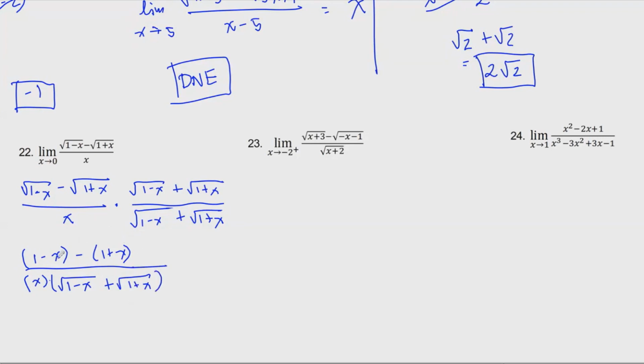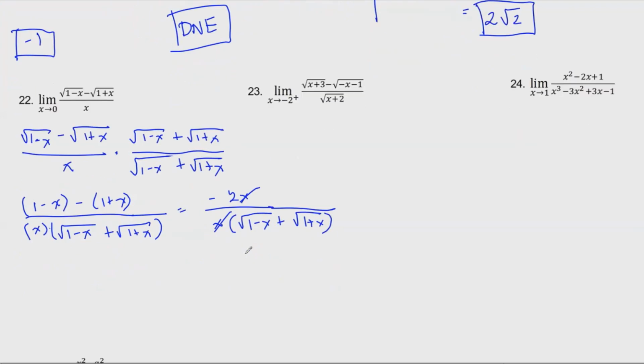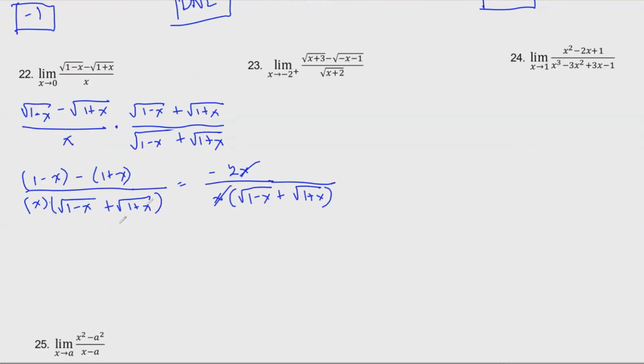Okay, so in this case, 1 minus 1 would be 0, and the negative x minus x would be equal to negative 2x. That is equal to x, and then multiplied again with square root of 1 minus x plus square root of 1 plus x. And now we can cancel out x here, so we're left with negative 2 over square root of 1 minus x, 1 plus x.